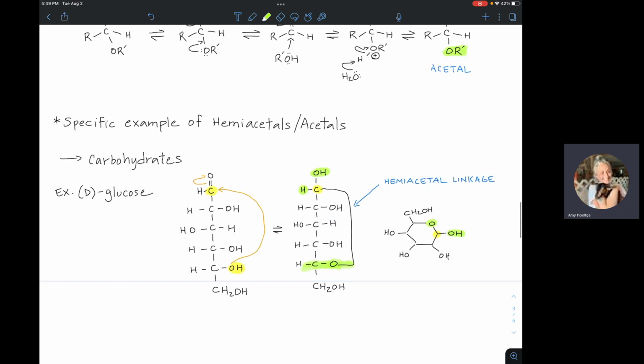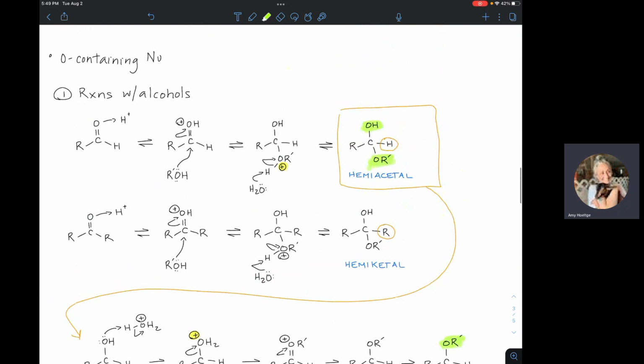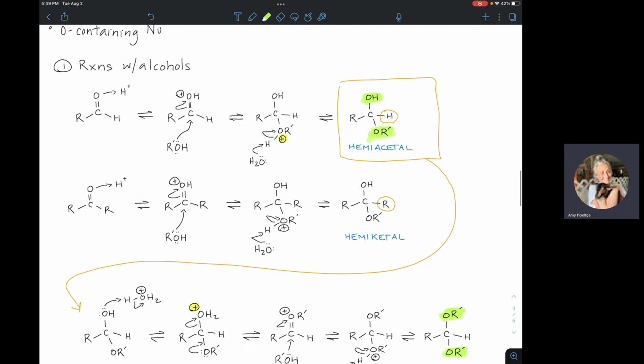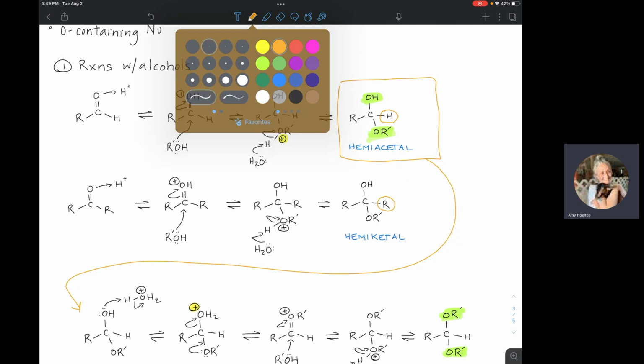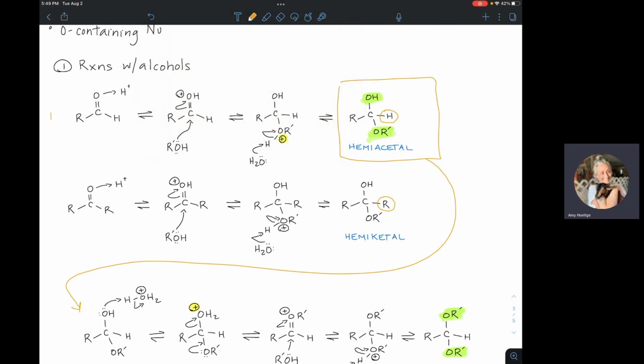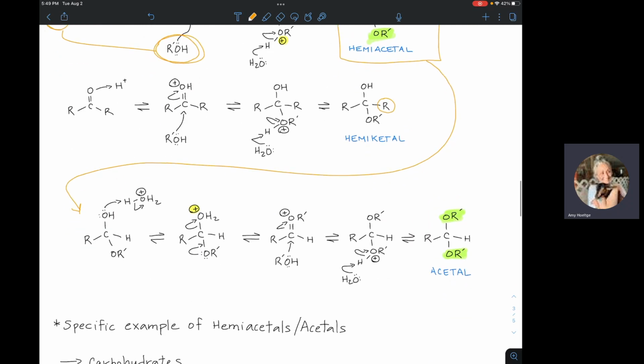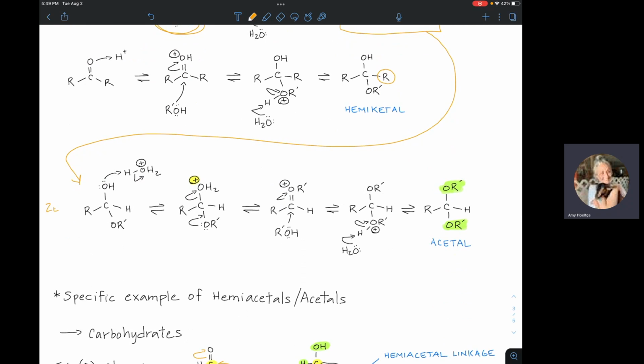So when you're reacting an aldehyde or a ketone with one equivalent of alcohol, so up here I'll put 1 stoichiometric equivalent of the alcohol, that will give you a hemiacetal or a hemiketal. 2 equivalents of alcohol with an aldehyde or a ketone, and you'll get a full-on acetal or a full-on ketal.